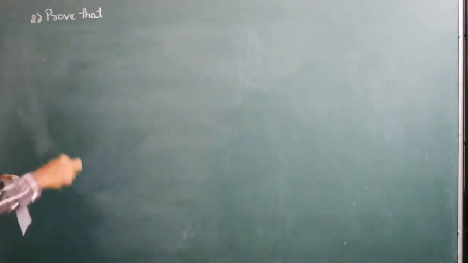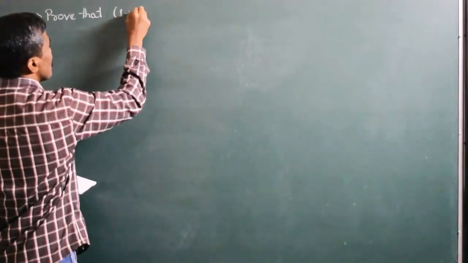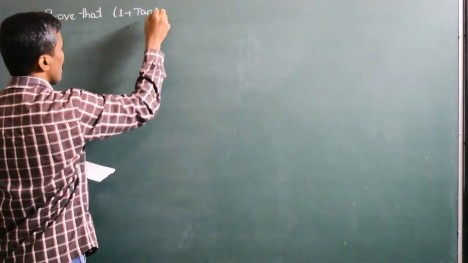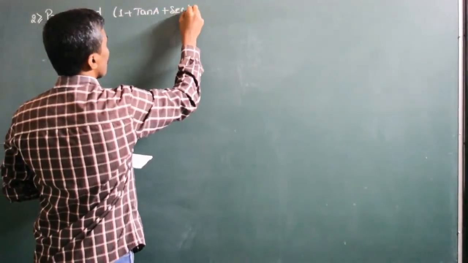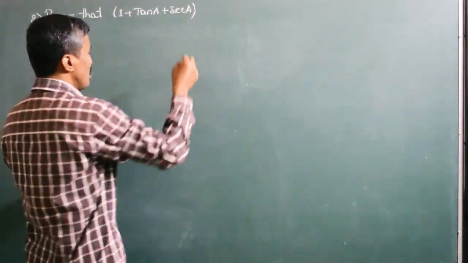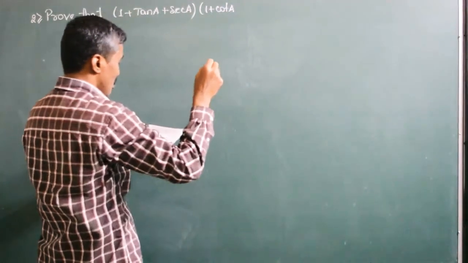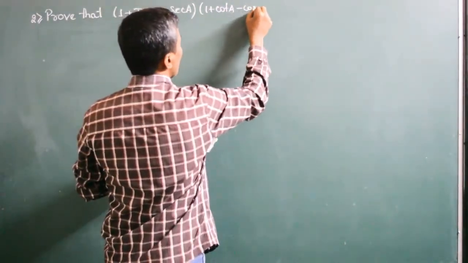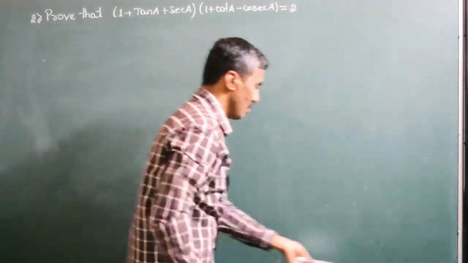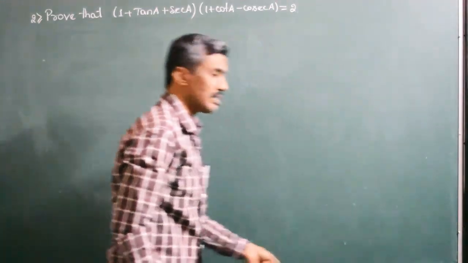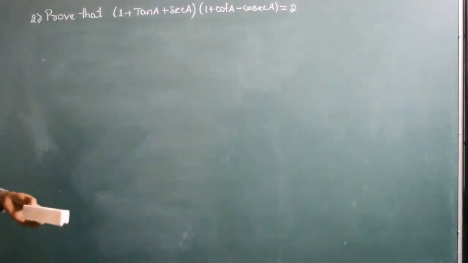Second problem, prove that 1 plus tan a plus secant a into 1 plus cot a minus cosecant a is equal to 2. In the first problem the right hand side is 1. Now in the second problem the right hand side is 2.